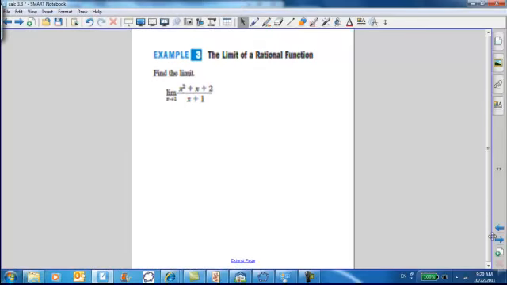So limit of a rational function. Well, let's just try this as plug and chug. 1 squared plus 1 plus 2 over 1 plus 1. And we get 4 halves is 2.